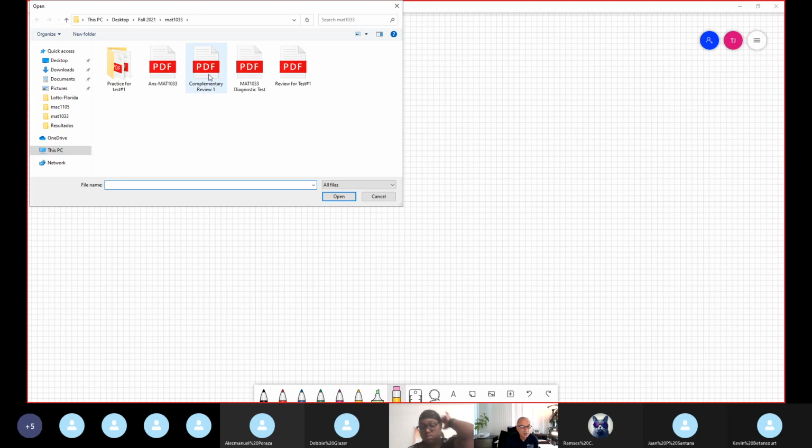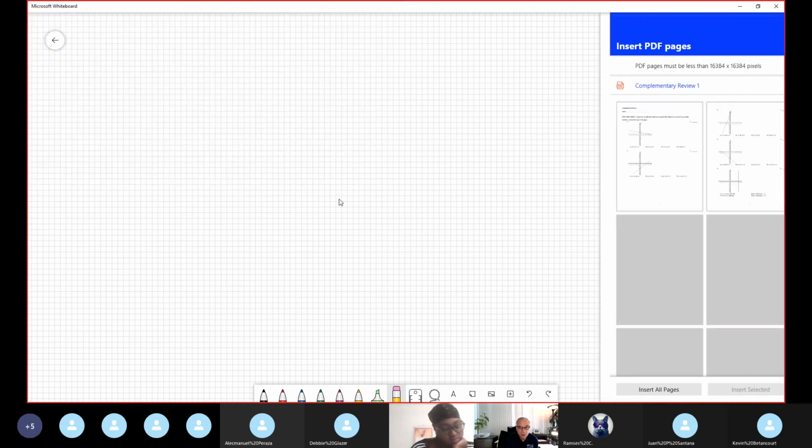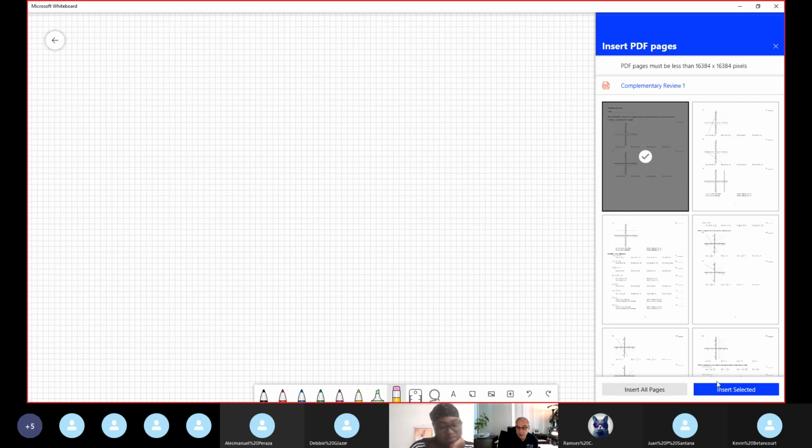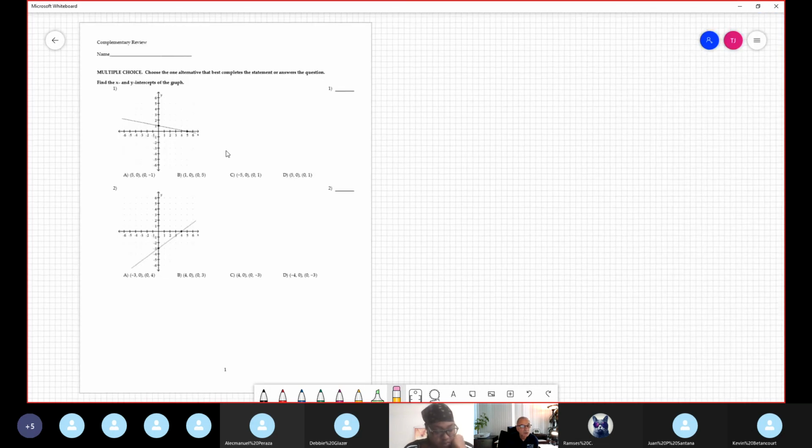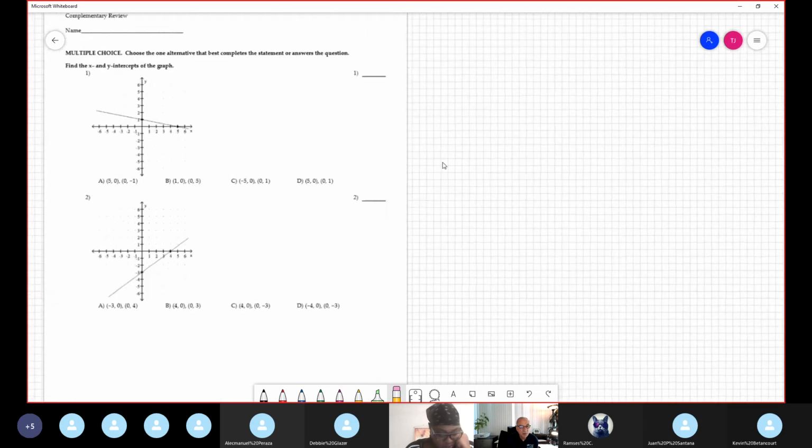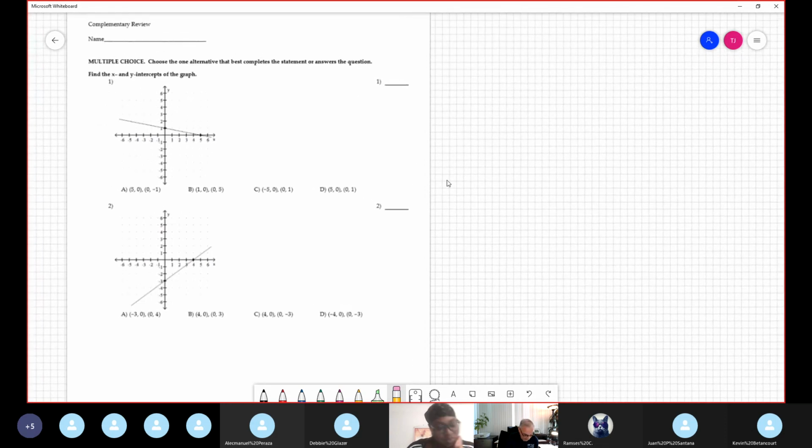I want to call this complementary review 1. It's a complementary example. So let's do it page by page. For example, that page. Look at that. In example 1 and example 2, they ask: can you determine, find the x and y intercept in the graph? Well, it's easy because I know very well that the x-intercept and y-intercept are the points where the line crosses the axes x and y respectively. It's obvious at that point.